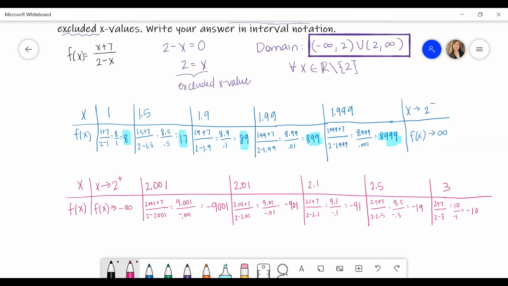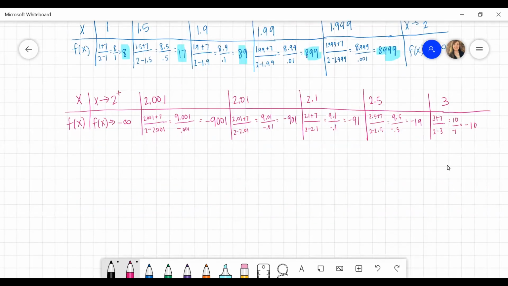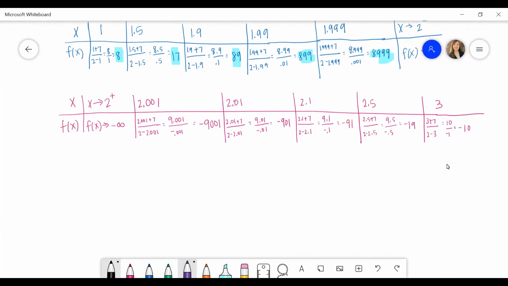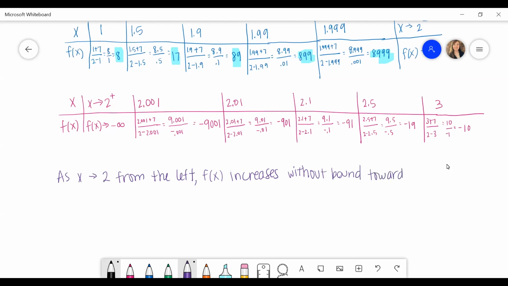So as far as behavior and a way that you could word this, you have your domain written at the very top, but we also have, as x approaches 2 from the left, and feel free to use a shorthand with the negative symbol, that's fine, f of x increases without bounds. And you could maybe say towards negative infinity.